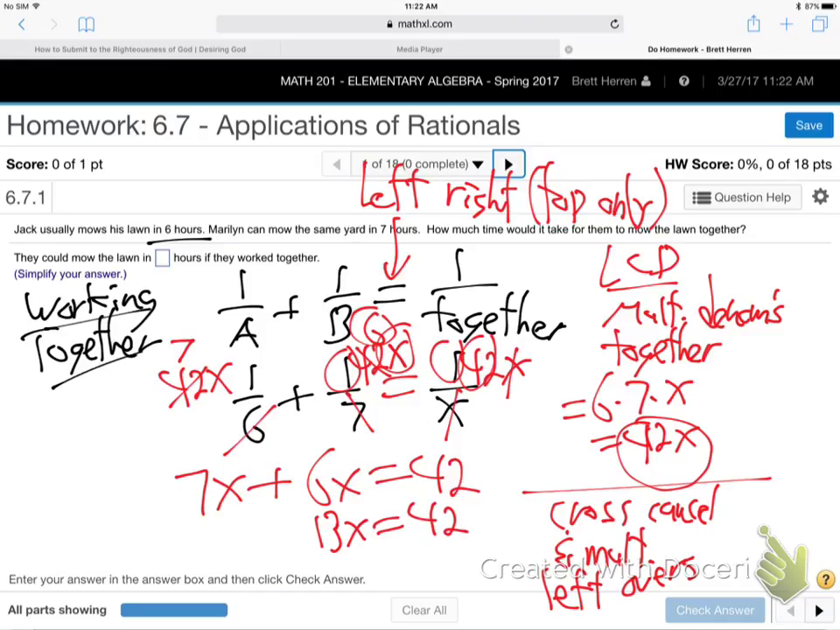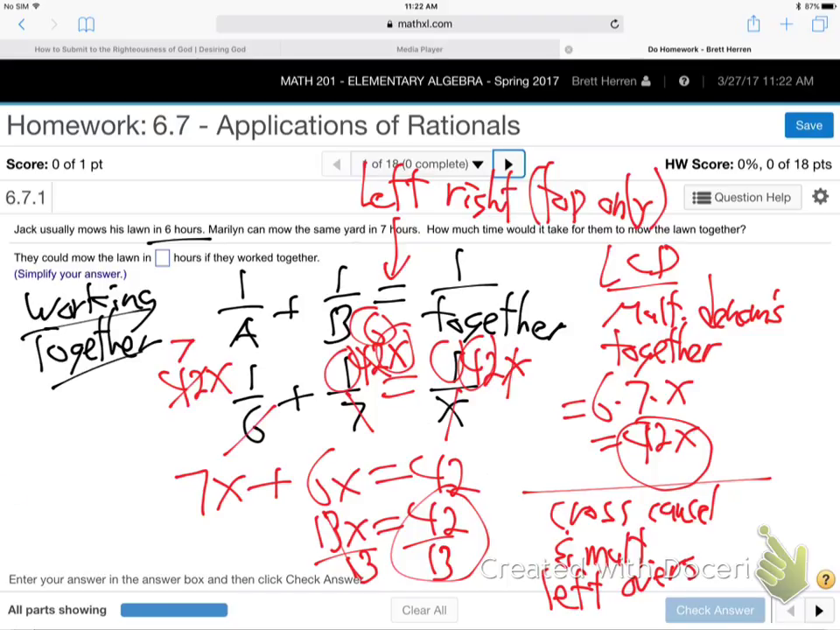13x is 42. How do you solve for x? Divide by that 13, and we got it. There's our answer. That's fine with me to leave it that way. Yeah, if you're interested, you get a decimal or mixed number. It doesn't matter to me. 42/13. Now, somebody have a decimal on that?